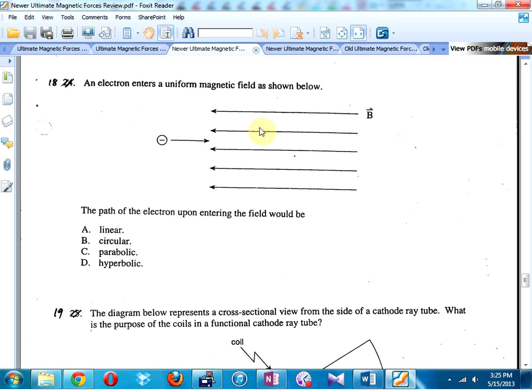Don't write it down, just watch. It says an electron enters a magnetic field as shown below. The path of the electron upon entering the field would be A, linear, B, circular, C, parabolic, D, hyperbolic. Which one of those is clearly, obviously the wrong answer because I've never used that word once this year? D. Every year I have a kid pick it.